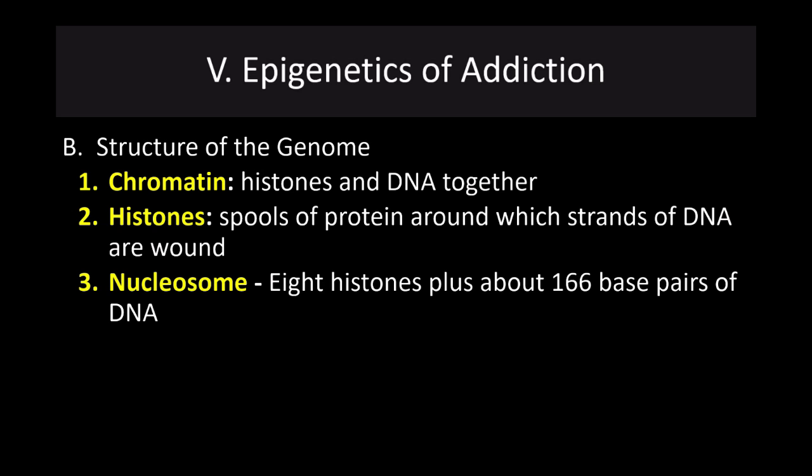So, I need to get a little bit of detail out, and this is digging down a little deep into how epigenetics works. We'll start with a little bit about the structure of the genome. We have what's called chromatin. These are histones and DNA together. These histones are spools of protein around which strands of DNA are wound, and that spool or winding of histones is an important part of understanding epigenetics. Because if the histone is tightly wound, that gene won't express. But if we get histone modulation or moderation, we might get that gene to express. A nucleosome then is 8 histones plus about 160 base pairs of DNA. And so a nucleosome might be a target for us trying to understand how drugs might change our epigenetics.